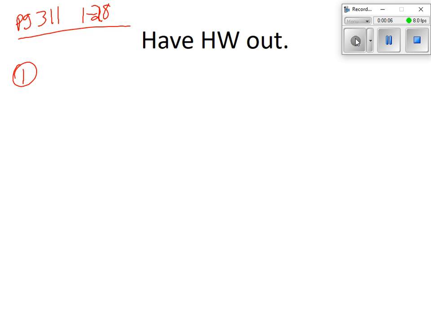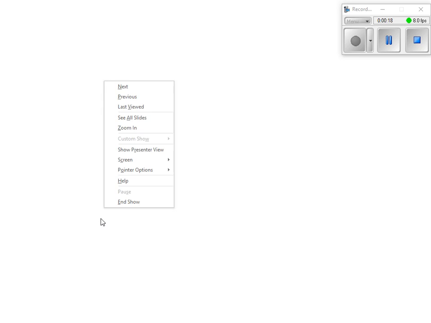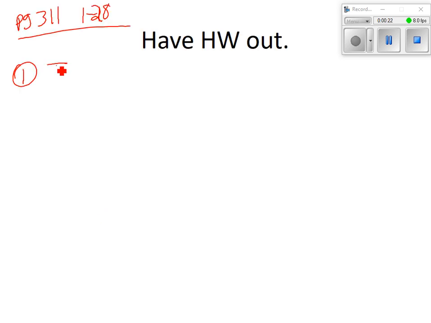Number 1, when estimating a population mean, are you more likely to be correct if you use a point estimate or an interval estimate? Which one's going to be better? Interval. How come?